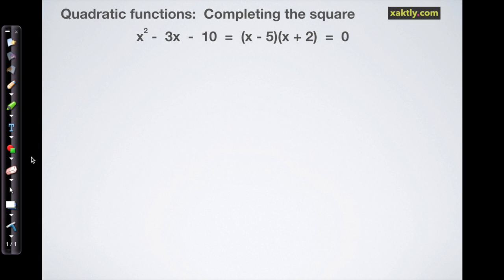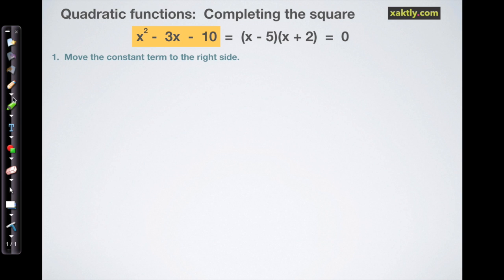Here's our first example of completing the square. I'm going to start with a quadratic equation for which I already know the factors and therefore the roots. The roots of this equation are 5 and -2. This is a good place to start because we know where we should end up after completing the square.